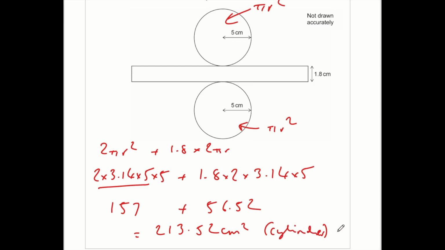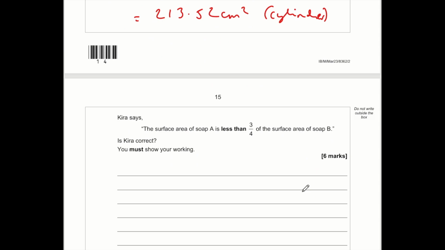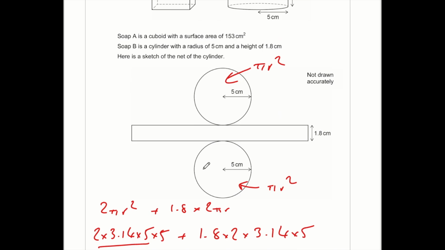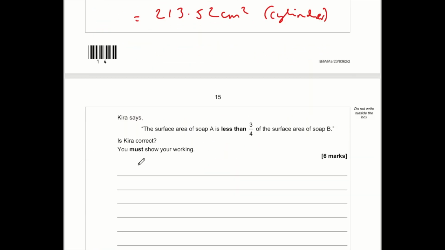Okay, right, now what's the actual question? The surface area of soap A is less than 3/4 of soap B. Okay, right, so the surface area of soap A was 153, and soap B was 213.52. Now this line of a fraction means divide. Now if I divide top by bottom and I get 0.75, remember 3/4 is 0.75, then that means the surface area would be identical.